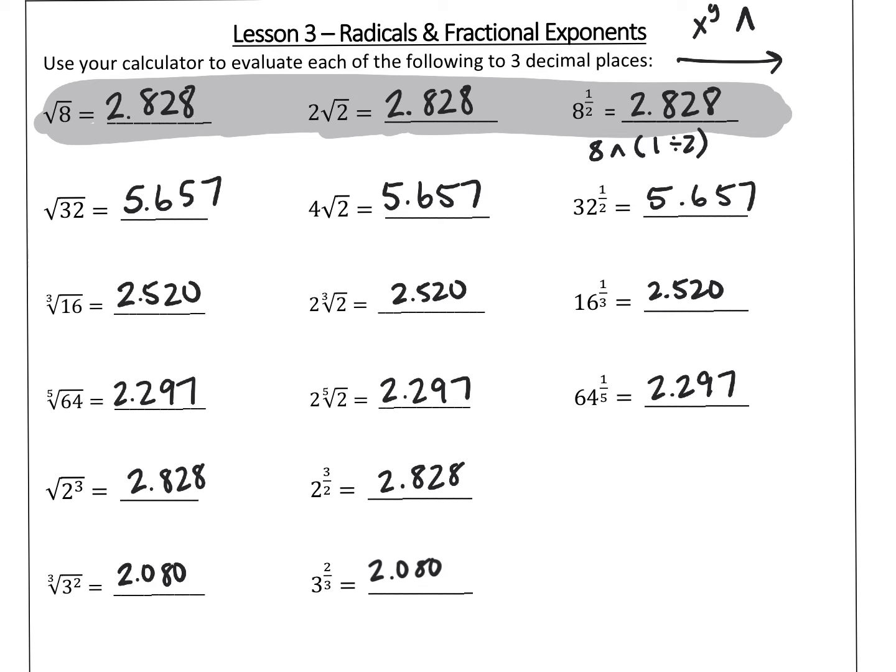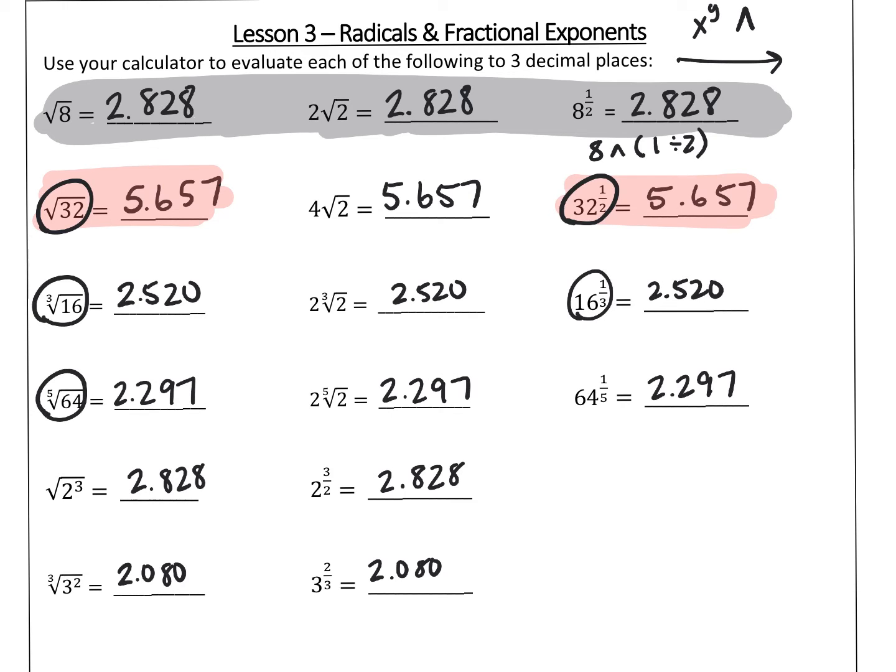All right, so here we have all of our values. So I want you to compare the beginning and the end. Okay, we know that the decimals are the same, obviously. So now I want you to also look at the questions and see if we can figure out how the cube root of 16 is the same as 16 to the 1/3. Fifth root of 64 is 64 to the 1/5. Root 2 cubed is 2 to the 3/2. Cube root of 3 squared is 3 to the 2/3.